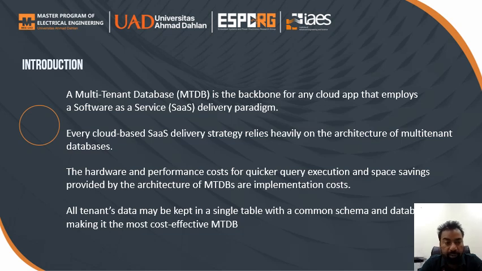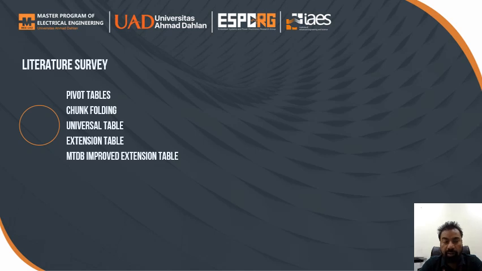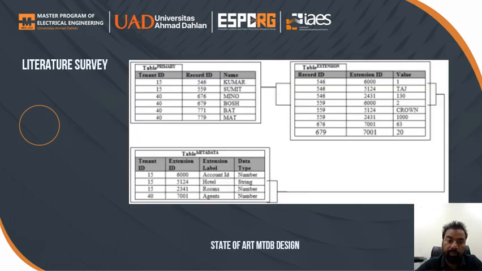Taking it further, let me talk about the literature survey that we have done. We have seen in the research domain that people have used pivot tables, the chunk folding approach, the universal table approach, the extension table approach, and also a multi-tenant database with an improved extension table approach. The state of the art is the multi-tenant database extension table design, which has been used for a long time and is also in use currently.